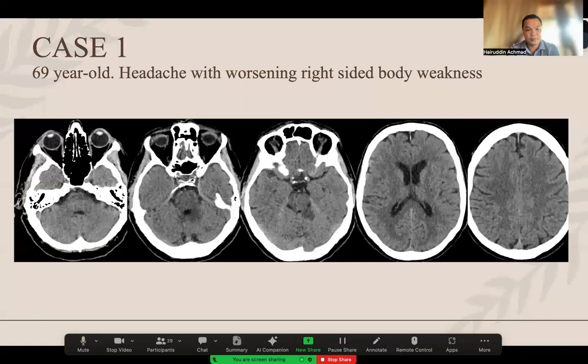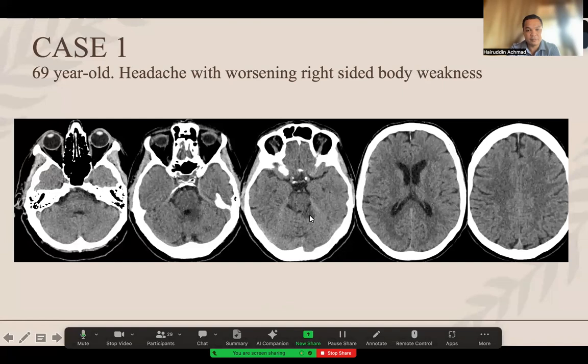Okay, so this is an example of a posterior circulation stroke. A 59-year-old lady with headache and worsening right side body weakness. When we perform the CT scan, you actually see hypodensity in the superior cerebellum. This would be in the superior cerebellar artery territory. And further down, we've got another one here, but it's all on the same side, the left cerebellum.